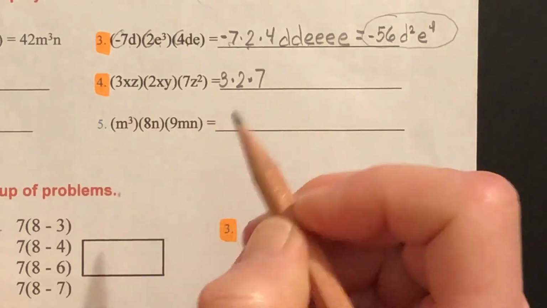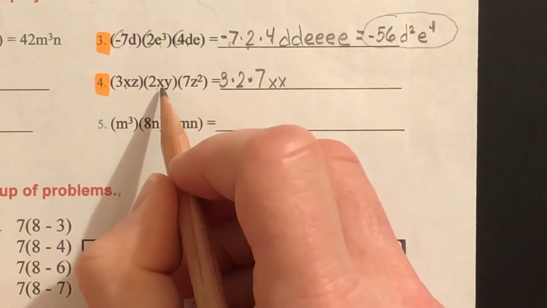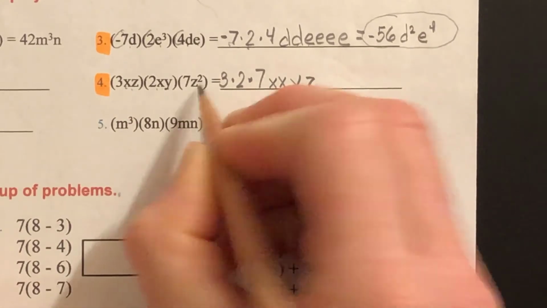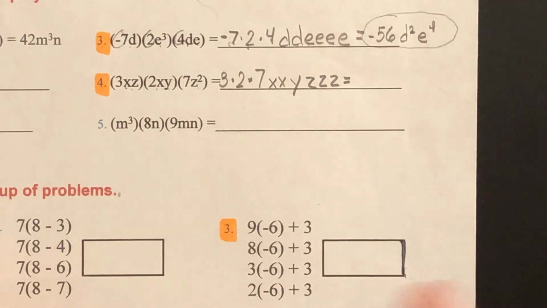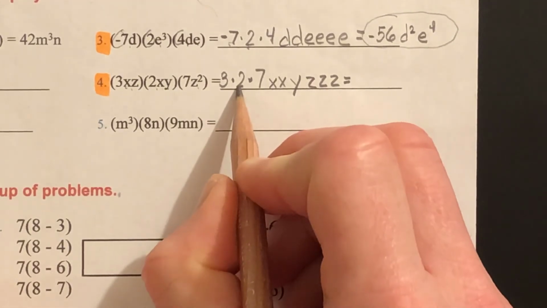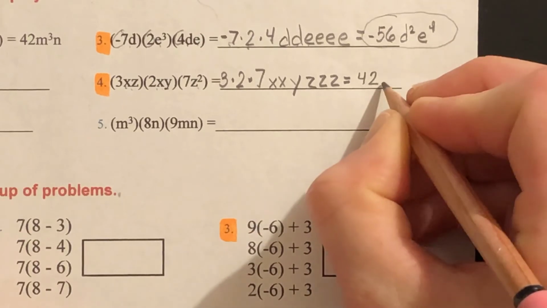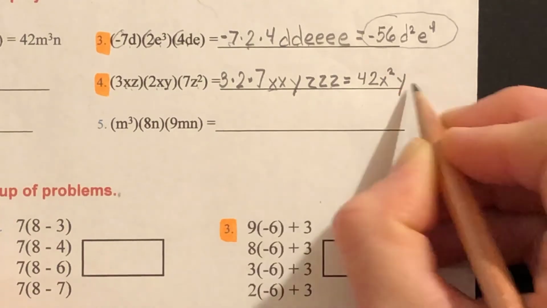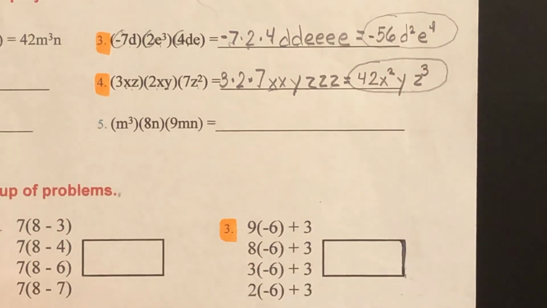Then we'll do alphabetical order, x times x, we've got 1 y, then z squared. Now we'll combine everything to simplify. 3 times 2 is 6. 6 times 7 is 42. 42 x squared y z cubed. And that is the simplified form. So we do the same thing with the others.